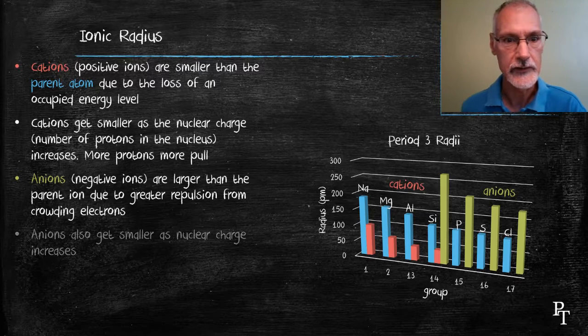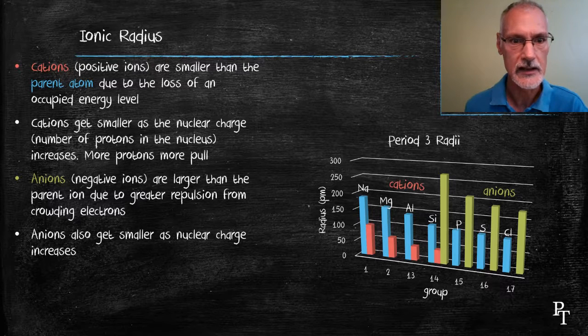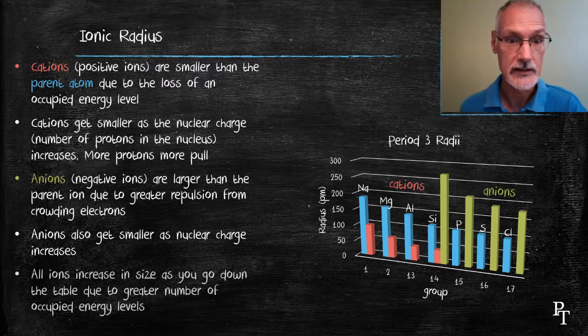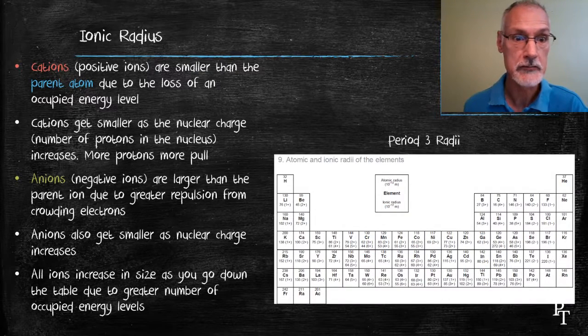You should also notice it follows a similar pattern to our cations in that they get smaller as you move from left to right. And again, that happens because of a greater pull from the nucleus because of the greater number of protons. The final trend I'll take a look at is what happens as you move down a family.